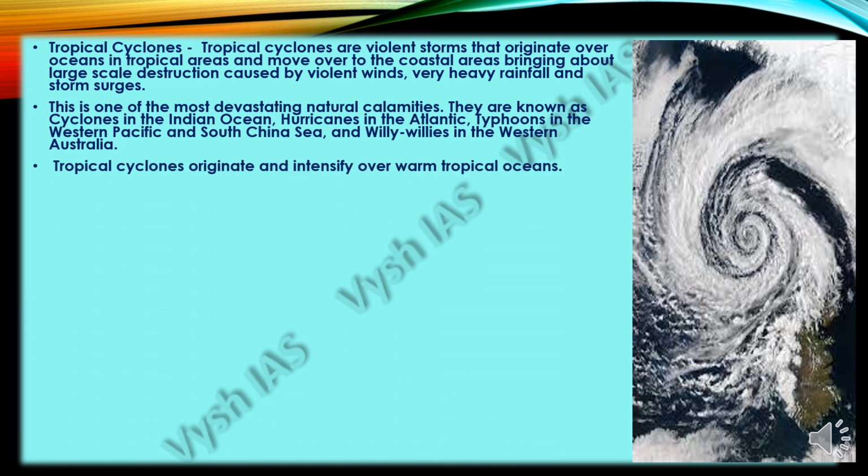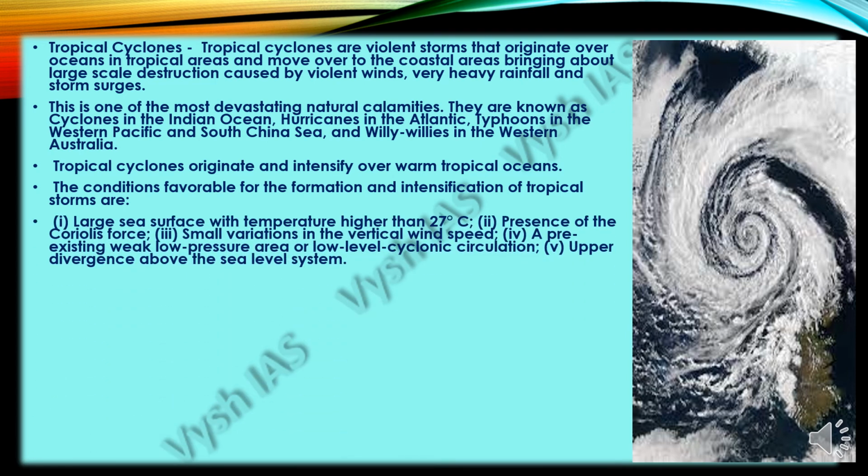The tropical cyclones mainly originate and intensify over these warm tropical ocean regions. The conditions favorable for the formation and the intensification of a tropical storm are a large sea surface with temperature more than 27 degrees Celsius, the presence of Coriolis force, small variations in the vertical wind speed, a pre-existing weak low pressure area, and also a low level cyclonic circulation, which will be the starting of a cyclone.